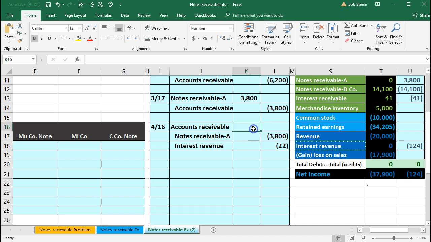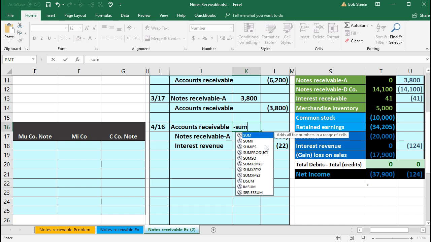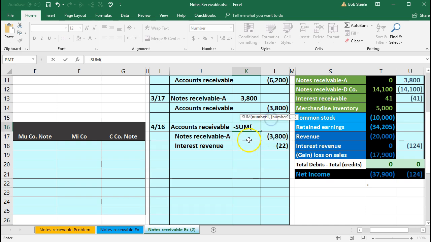Therefore, the debit to accounts receivable will include the original 3,800 plus the 22, or 3,822. I'm going to do that with our sum function, our negative sum function. I call this the plug function, negative SUM. Double click that sum function. You could move this out of the way if you want by grabbing it and putting it up there, and then highlight those 4 and enter.